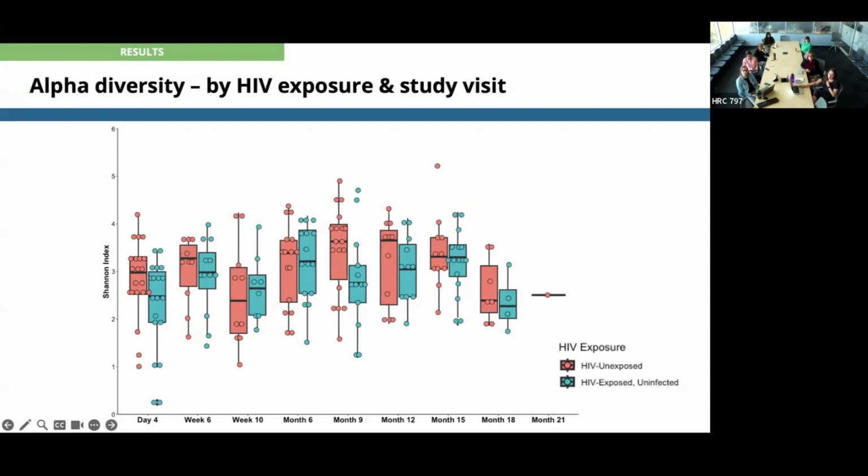And when you do those within time point tests for HU and HUU, there's no statistically significant difference, although there's some trending happening at day 4 and month 9. But again, taking that with a grain of salt because we're not considering other factors that might be influencing things, and not accounting for sample size either. And there is some variability in HU versus HUU sample size over time.